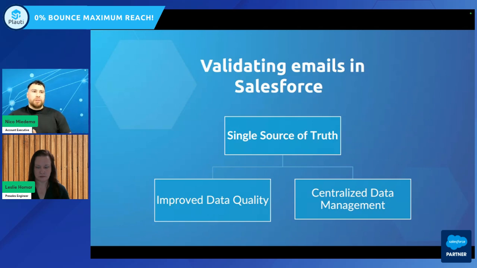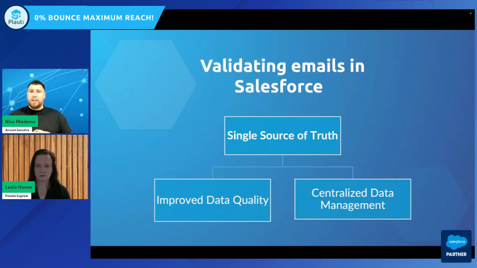Single source of truth. If you work with Salesforce, I'm sure you know what this means. Customer 360, depending on your industry, donor 360, policyholder 360, right? You want to make sure that you have a clear view of who your customer, your prospect, who your data is about, right? So that's definitely a step one. If you have valid emails, that's step one of having a single source of truth.